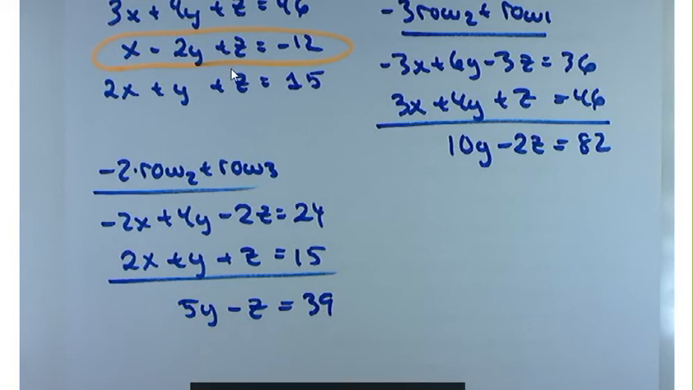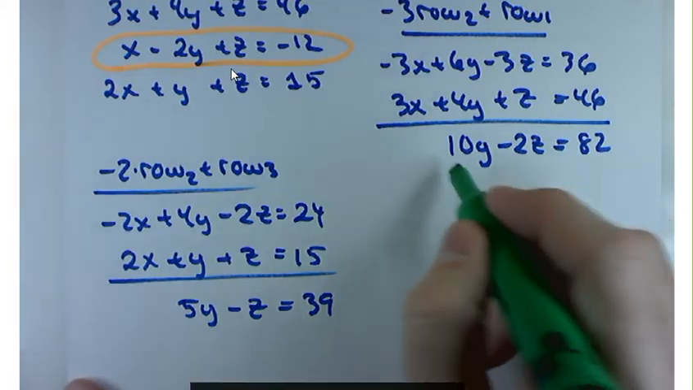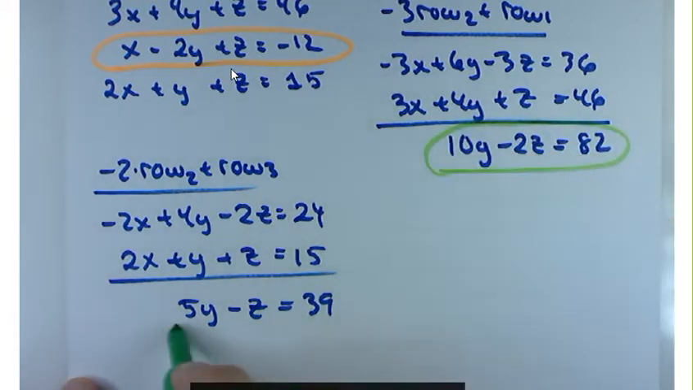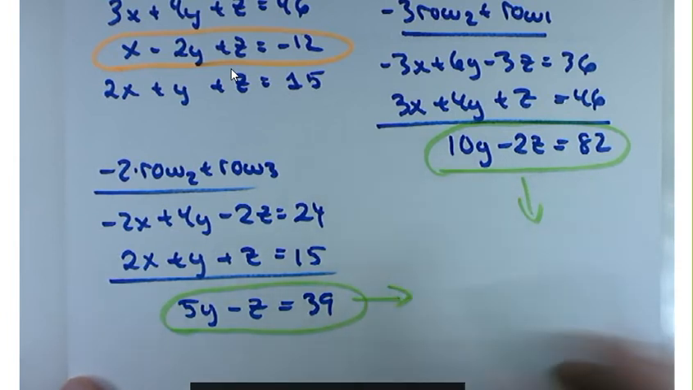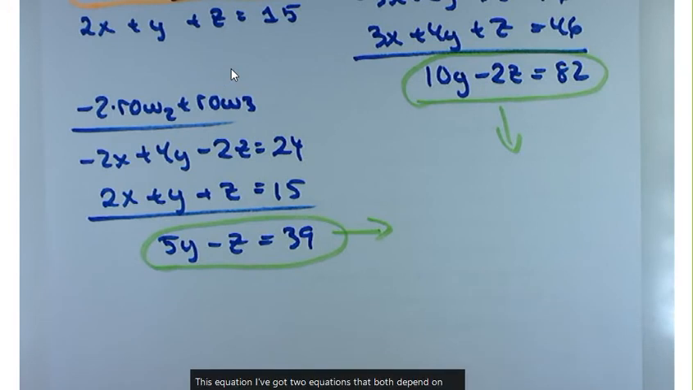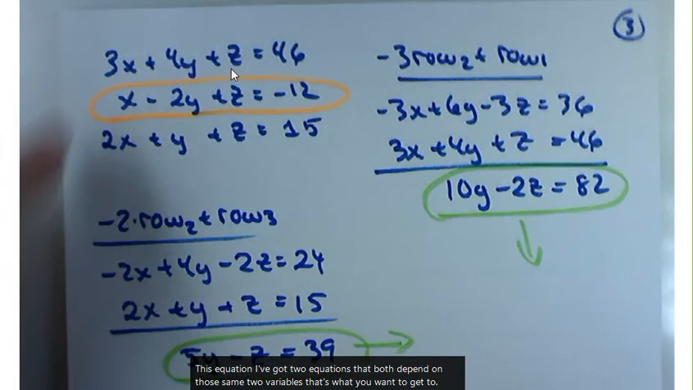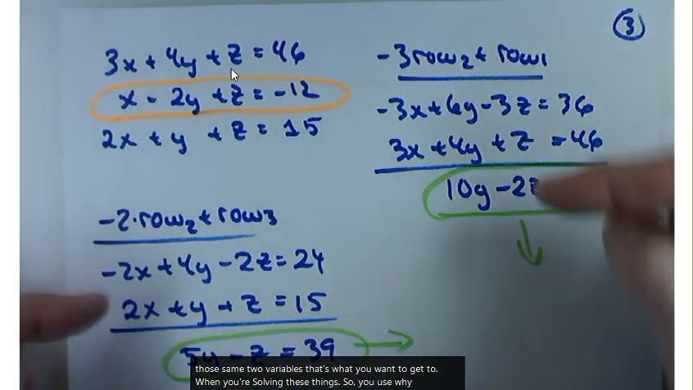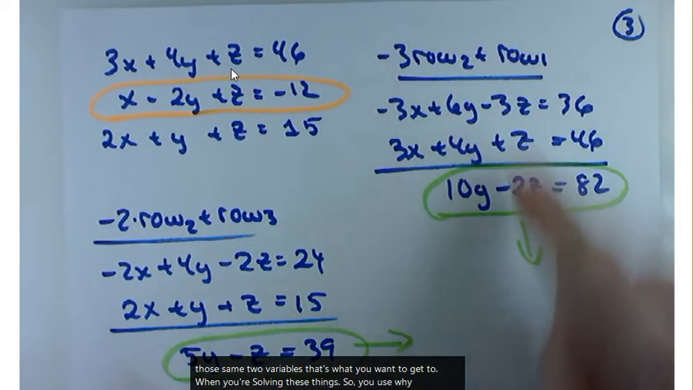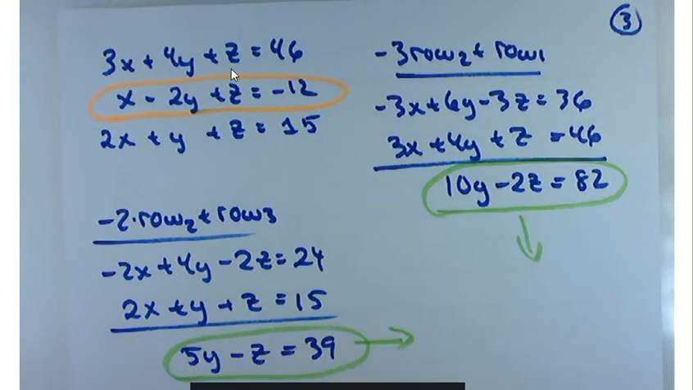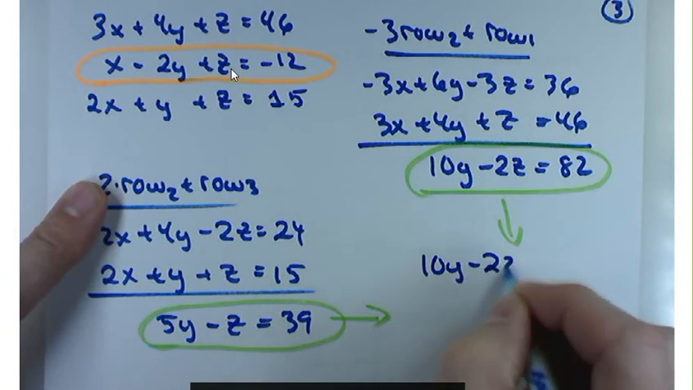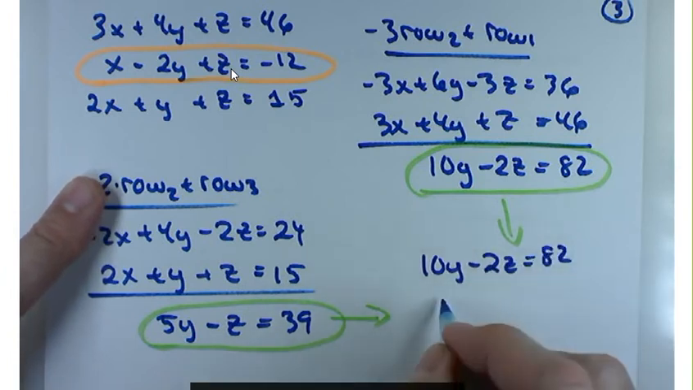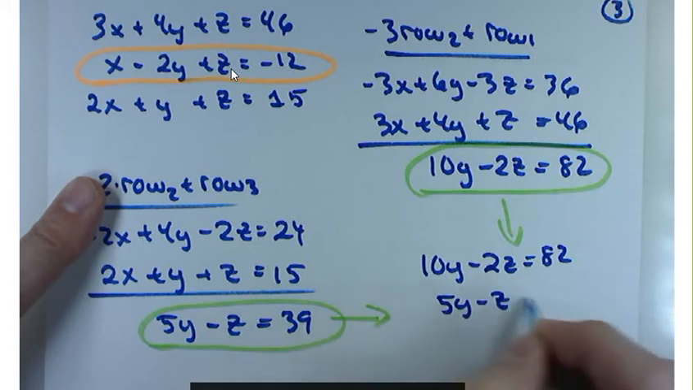Let's keep going. This is what I wanted. If you notice, I've got this equation and this equation. I've got two equations that both depend on those same two variables. That's what you want to get to when you're solving these things. So you use one equation twice to eliminate a variable from the other two. When you've done that, you solve those two together any way you want. 10y minus 2z equals 82, and 5y minus z equals 39.